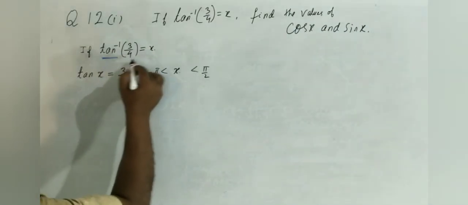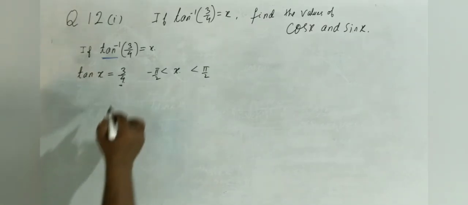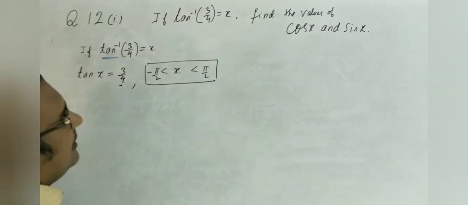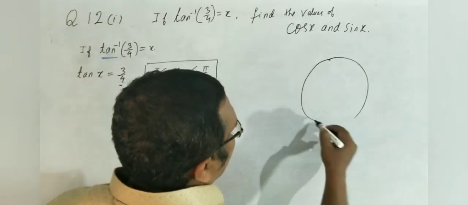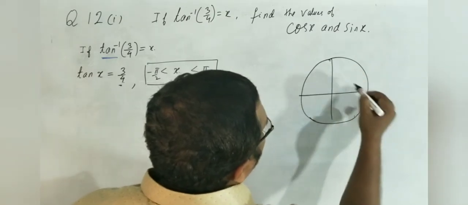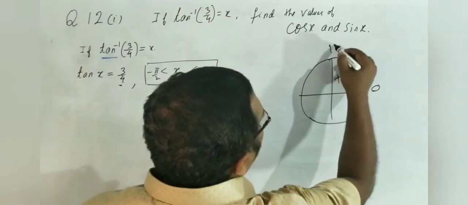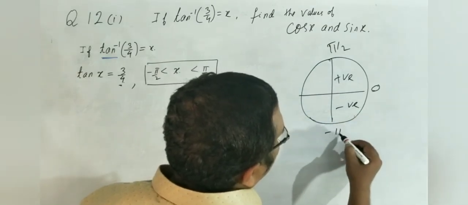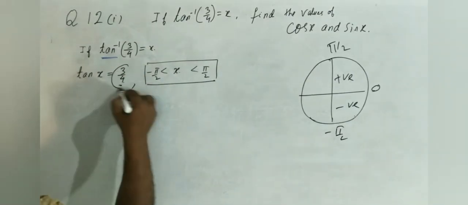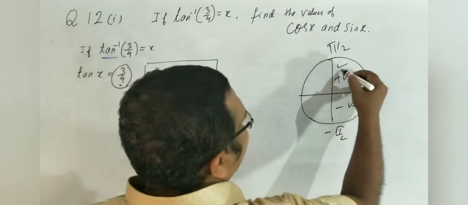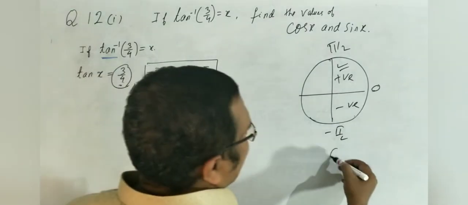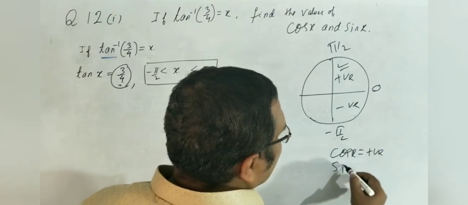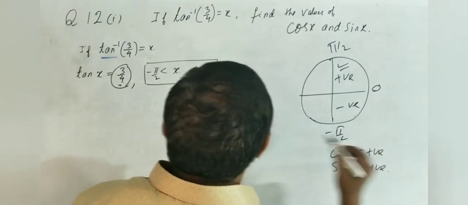Now if tan inverse 3 by 4 is x, tan x is 3 by 4. And for the inverse function, this is the principal value branch. That is, if it is positive, it is 0 to pi by 2, and if it is negative, it is 0 to minus pi by 2. This is positive, therefore it lies in the first quadrant. So cos x will be positive and sin x will also be positive.